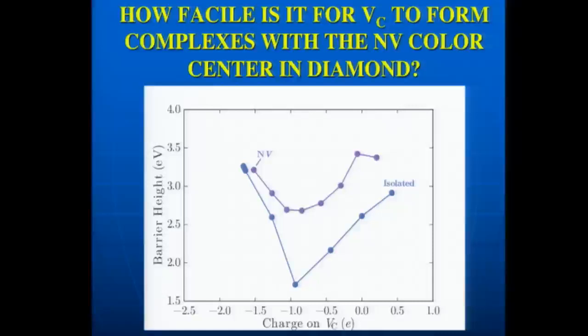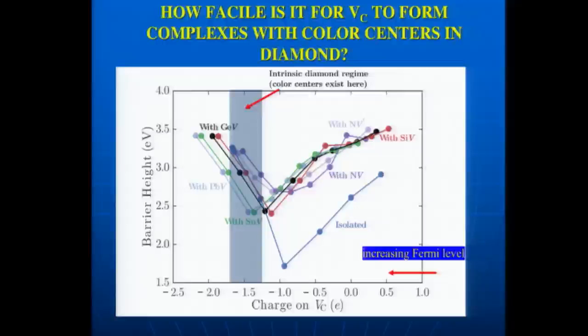Same thing is true for the carbon vacancy in the presence of an NV center. It's also true for a germanium color center. And we've discovered that there's some universality in this. Namely, that if you look at how the barrier heights depend upon not just silicon and germanium vacancy, but lead and tin, you still get this V-like structure. But the key thing is that experimentally, all of the color centers that you see that exist all lie in this particular regime, where the charge on the vacancy center is of about negative 1.5.